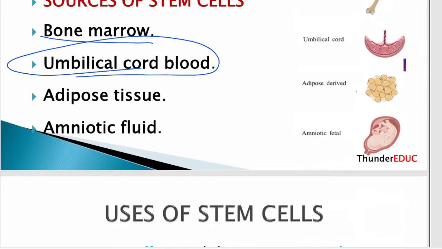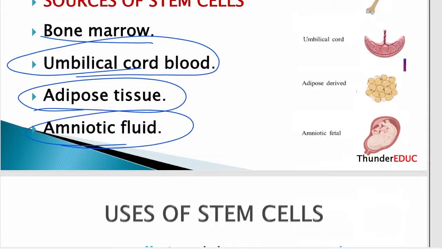Umbilical cord blood, so we have talked about that. Adipose tissue, these are like fats, but they also have the ability to differentiate. Then amniotic fluid, everyone knows the amniotic fluid because we have talked about reproduction. So all of these can change into other body structures. So those are stem cells.